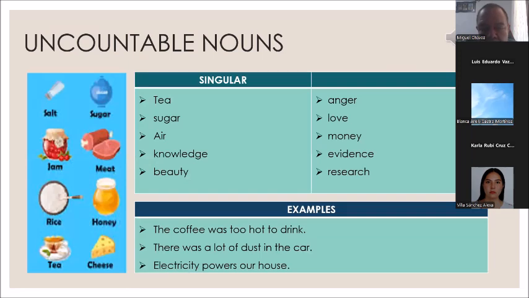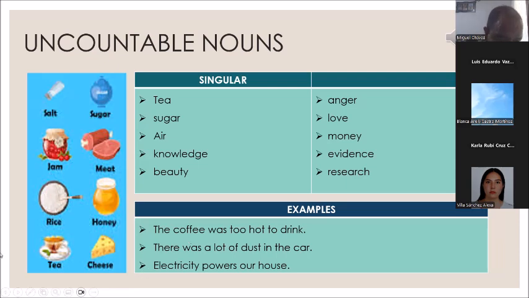Now let's talk about uncountable nouns, which refer to things we cannot count with numbers. They may be the names for abstract ideas or qualities, or for physical objects that are too small or too amorphous to be counted. For instance, tea, sugar, air, knowledge, beauty, anger, love, money, evidence, research.